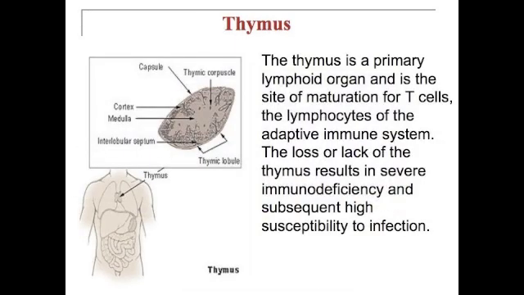Moving on to the next slide. The thymus is a primary lymphoid organ and is the site of the maturation for the T cells, the lymphocytes of the adaptive immune system. The loss or lack of the thymus results in severe immunodeficiency and subsequent high susceptibility to infection.